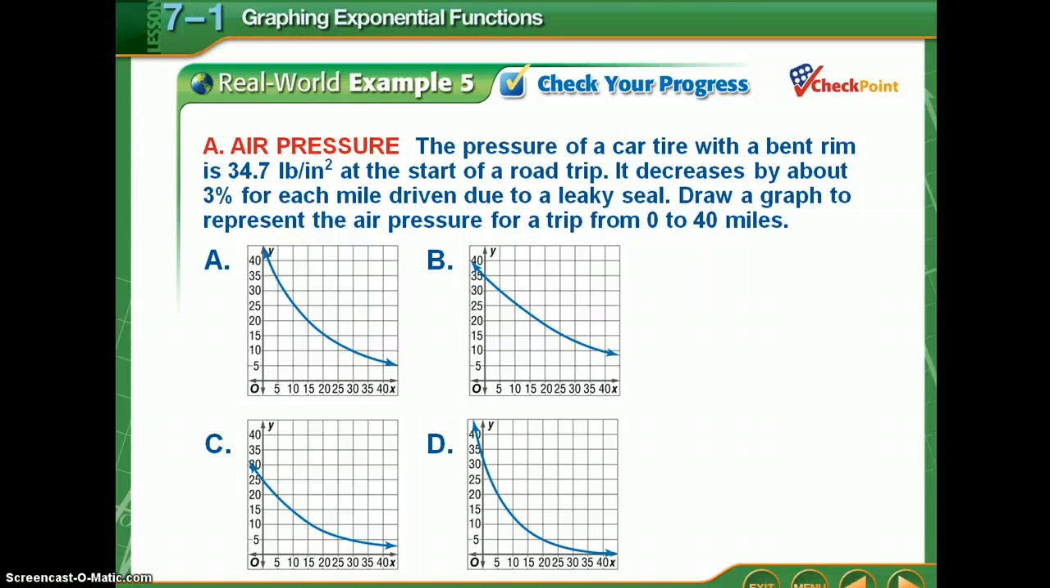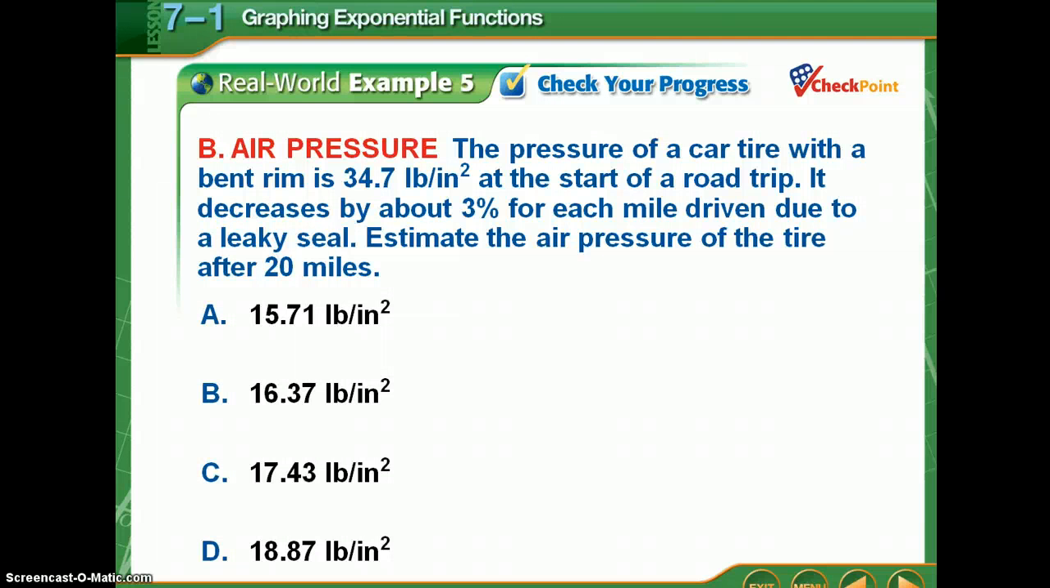Let's check your progress. I will let you take a little minute to work this out and then pause this and come back and see that you got the correct answer. Good job. The answer is B. So you had 34.7 times 1 minus, and don't forget when you changed your 3%, move your decimal place over 2 places to the left, 0.03. So when we subtract, we have 0.97. We needed to get that answer right in order to calculate this one.